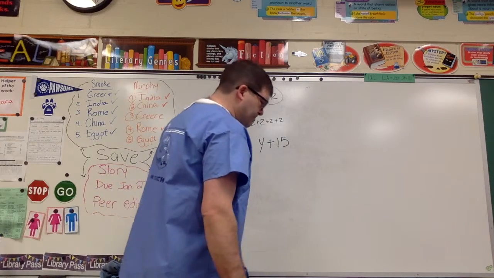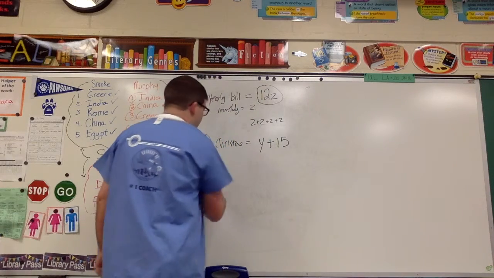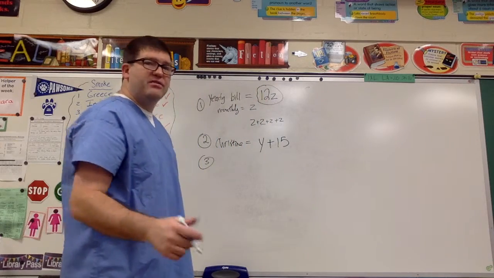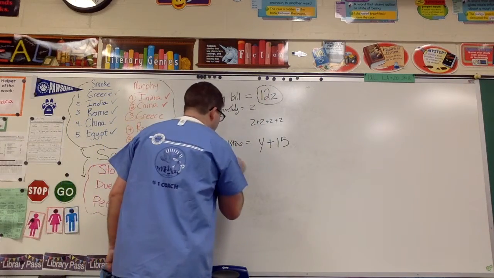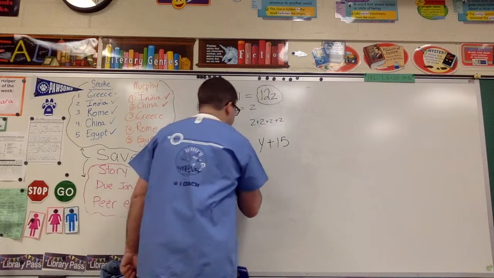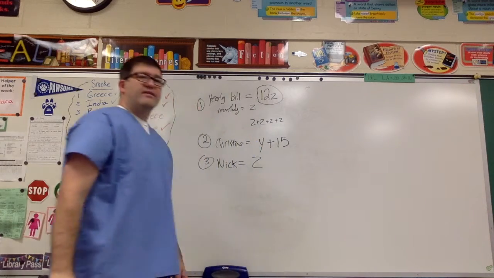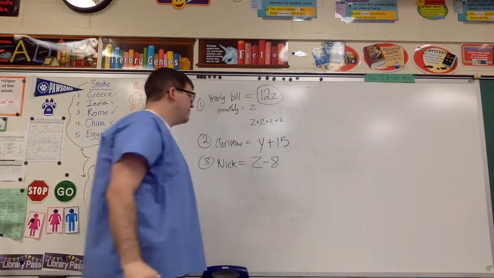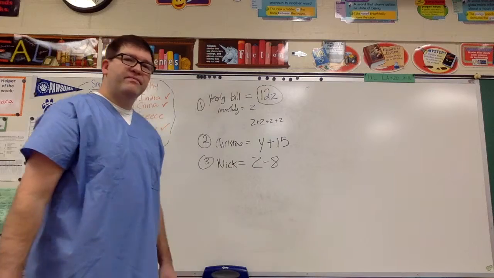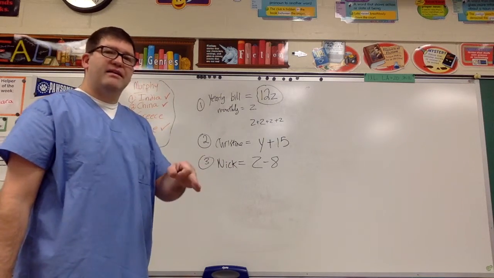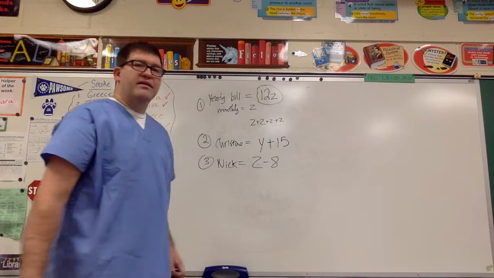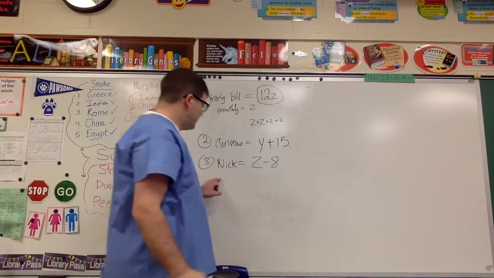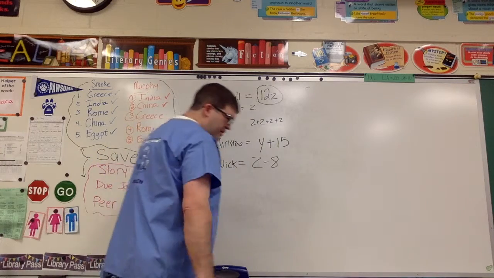Okay. Now, number 3. Nick has 8 less toys than Jill. Jill has Z toys. So we're looking for what Nick might have. We know that Jill has Z. And if Nick has 8 less, if I take 8 from Jill, it's going to give me what Nick has. So it's Z minus 8. It's important to write it this way, not 8 minus Z. That's a different number.